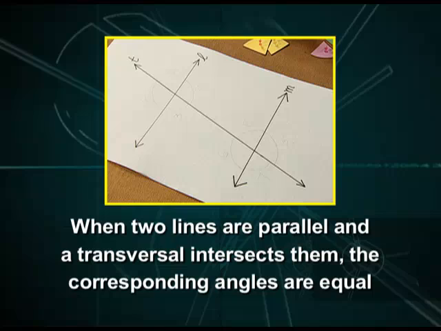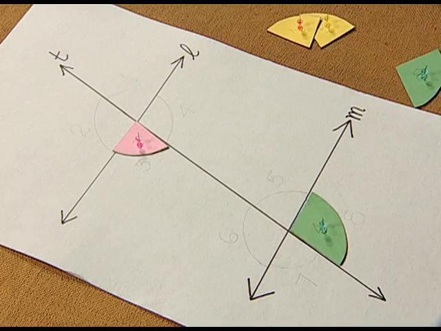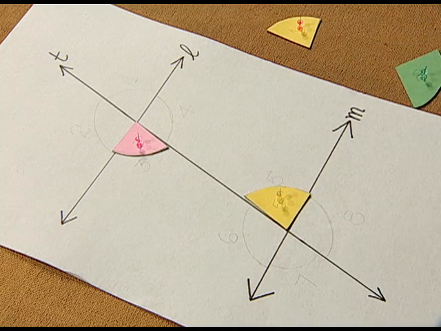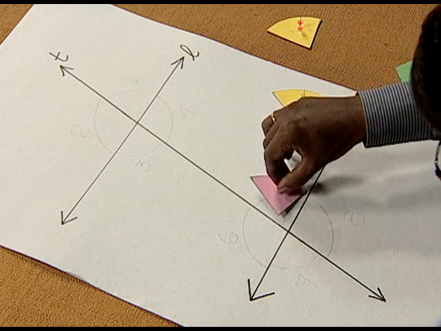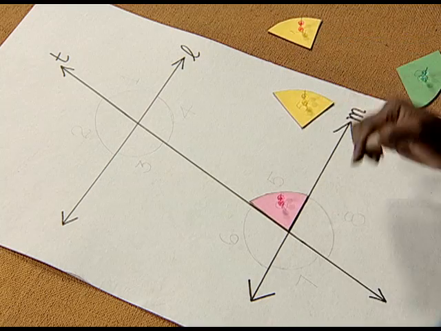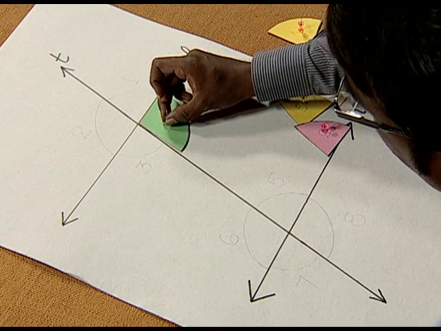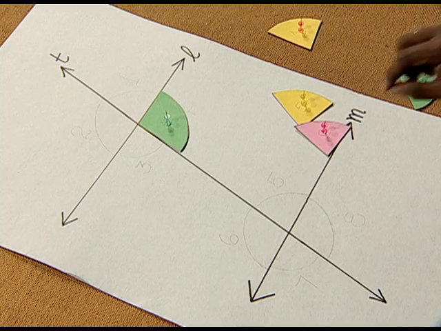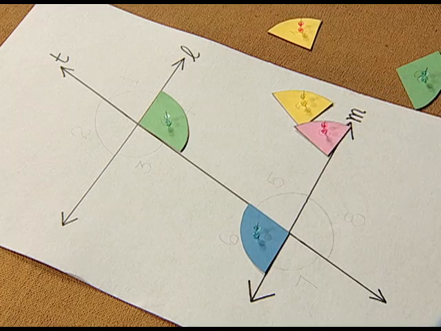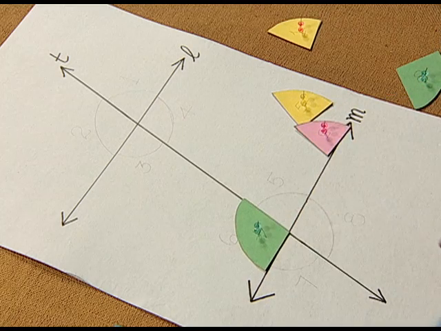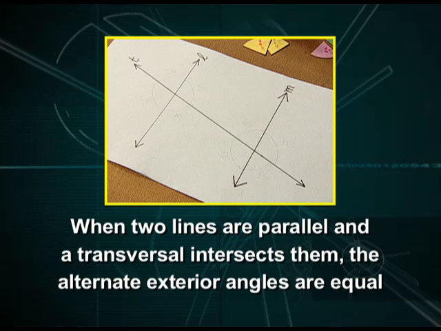Now we check this with alternate interior angles. Now I am taking angle 3 here and angle 5 here. Now I am placing angle 3 over angle 5. Very clear, these two are equal. Now another pair of alternate interior angles I am taking. This is angle 4 and this is angle 6. I am placing this angle 4 over this angle 6. These two are equal. So when two lines are parallel and a transversal intersects them, alternate interior angles are equal.